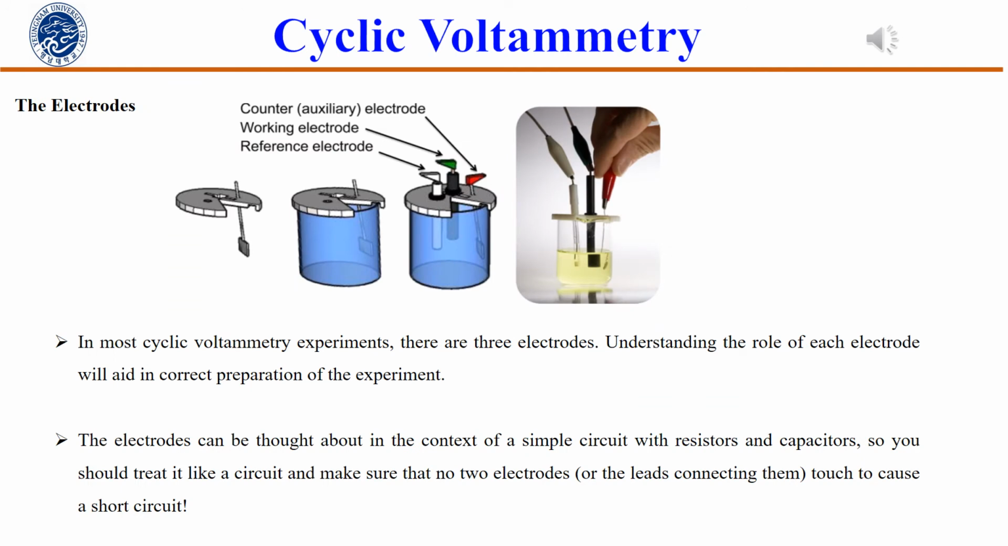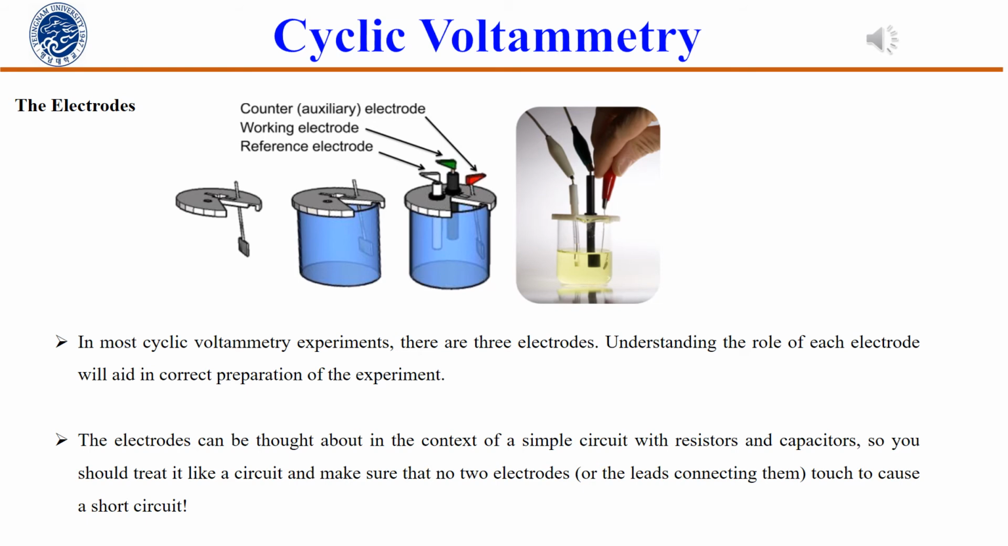Coming to the section on the electrodes, we actually use a three electrode system. Out of these three electrodes, one is the counter electrode, one is the working electrode, and the last one is the reference electrode. So in the figure you can see the three electrodes: counter electrode, working electrode, reference electrode. In most cyclic voltammetry experiments, there are three electrodes.